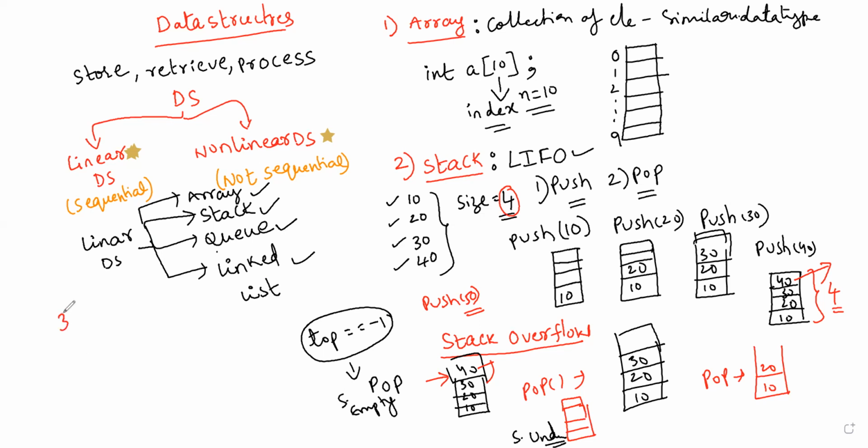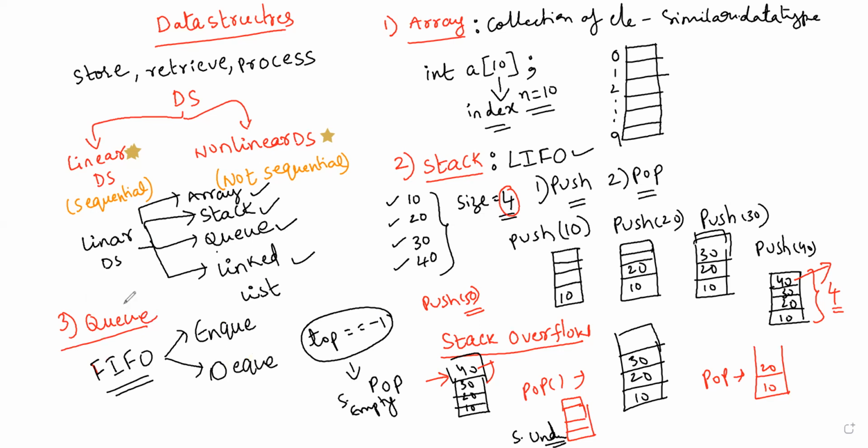So third one, what we have, queue. So what is queue? Queue is a first in first out data structure, a linear data structure, which follows first in first out. So there are majorly two operations. First one is enqueue. Second one is dequeue. When there is an enqueue, what will be happening? Insert the elements into the queue. Dequeue means remove the elements from the queue.